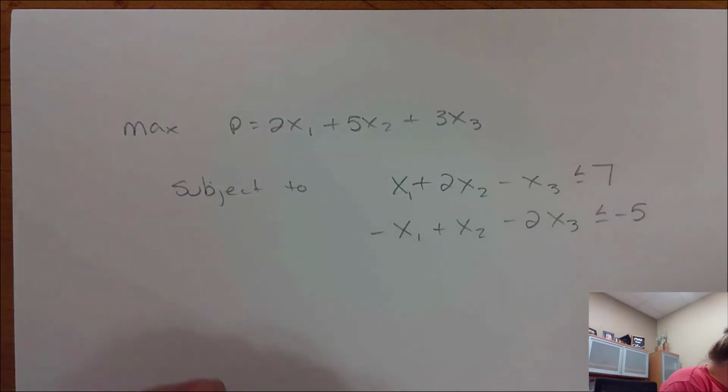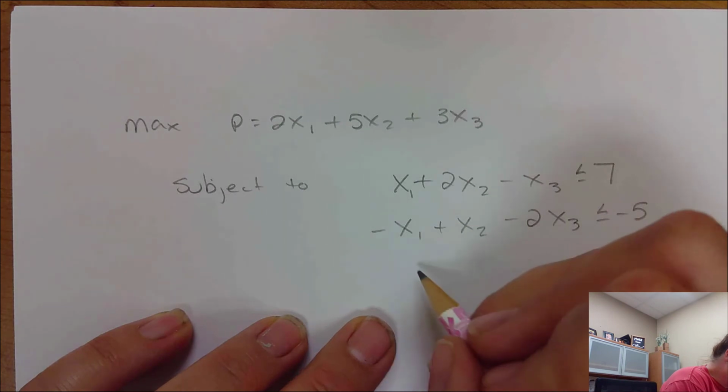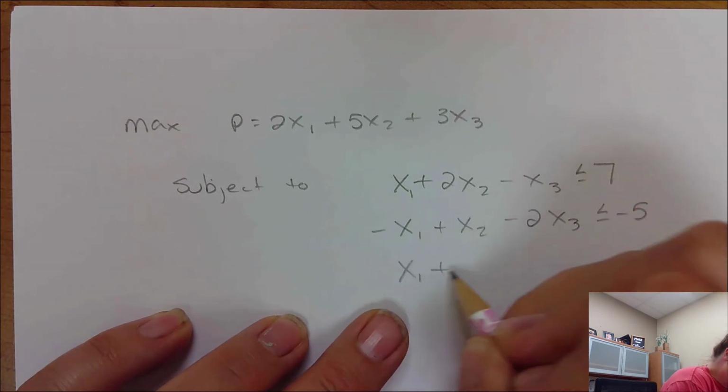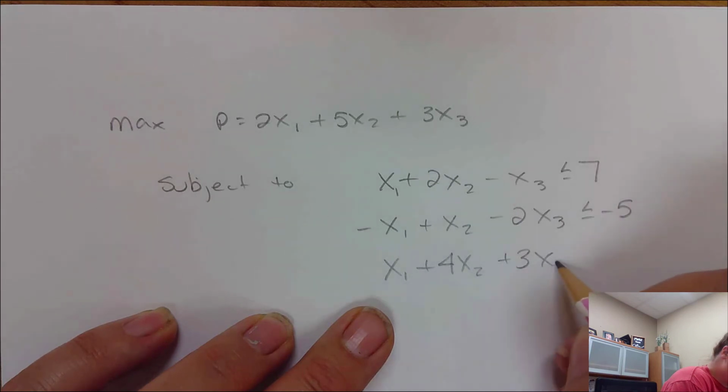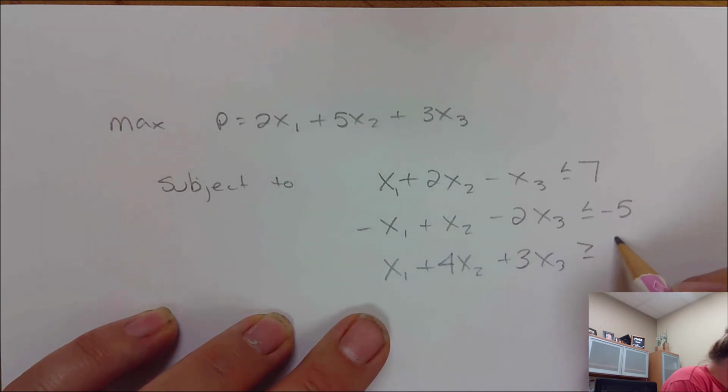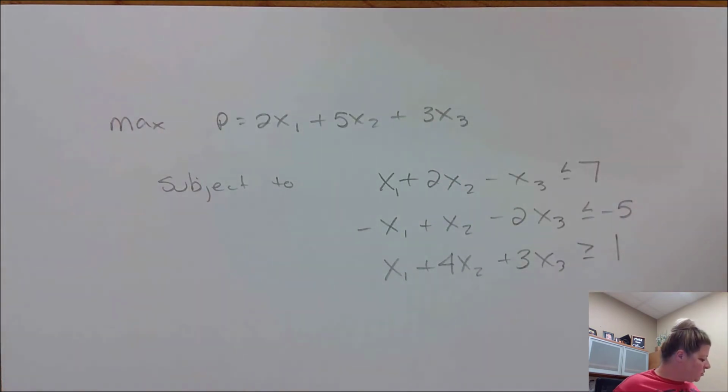So next one, what if we have x1 plus 4x2 plus 3x3 is greater than or equal to 1. What is wrong with this one?